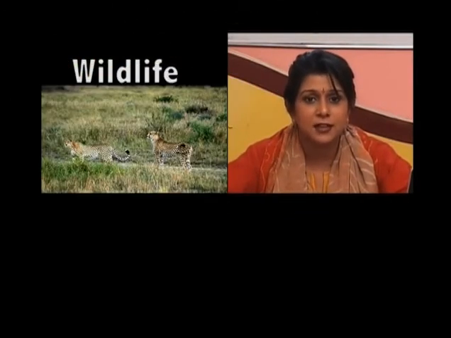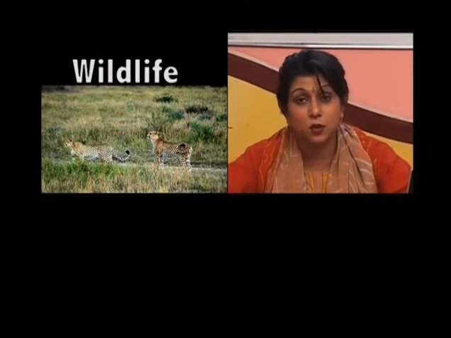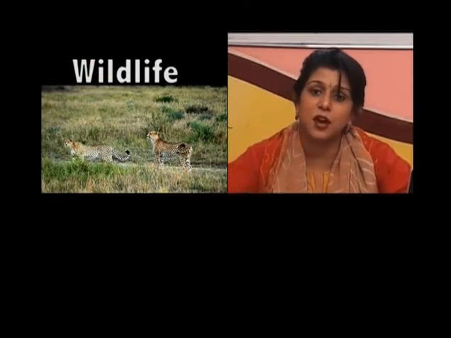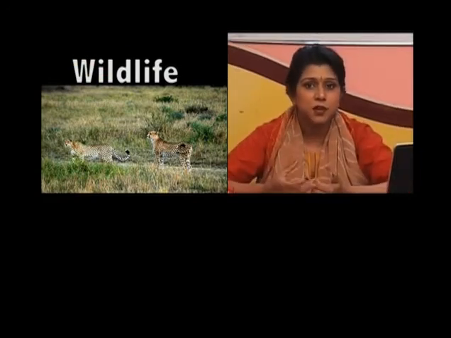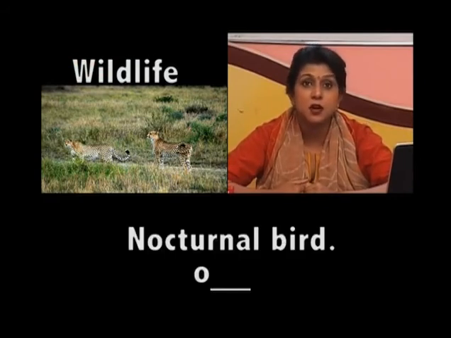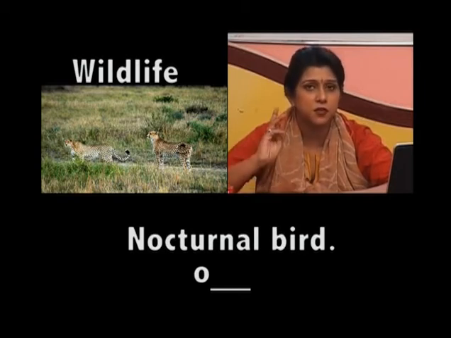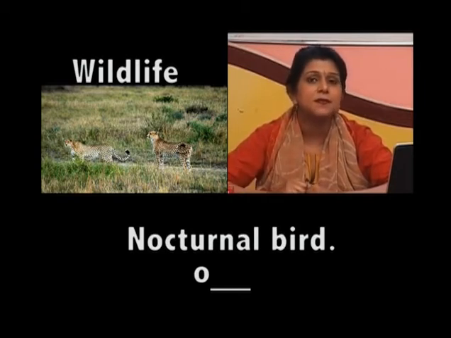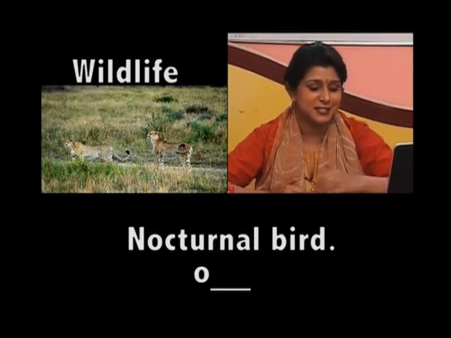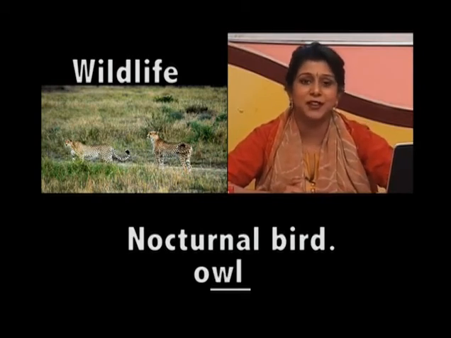Now the next field about which we are going to be talking is the wildlife. The hints are given on the left and the words in the blanks have to come on the right. Now the first one in wildlife is a nocturnal bird beginning with an O, and it's a word made of 3 letters. That's right, it's an owl.